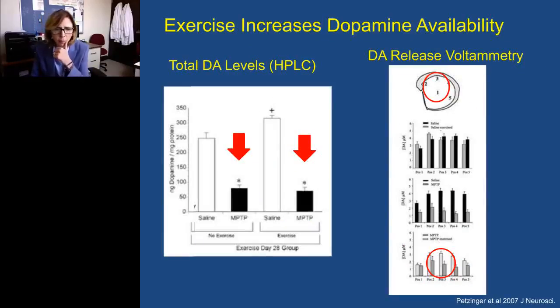So this is a paper back in 2007, Journal of Neuroscience. What you see here on your left, looking at the screen, is basically an HPLC, where what we do is take out the whole striatum. And what you're seeing is after 28 days of exercise or 28 days of sedentary, no exercise, essentially the HPLC data showed no difference in total amount of dopamine. So again, clearly improvement in motor behavior, but total levels, at least as measured through HPLC, is not explaining this difference.